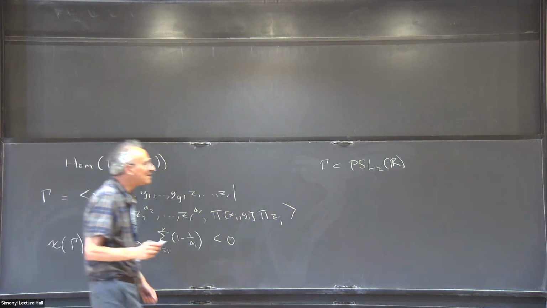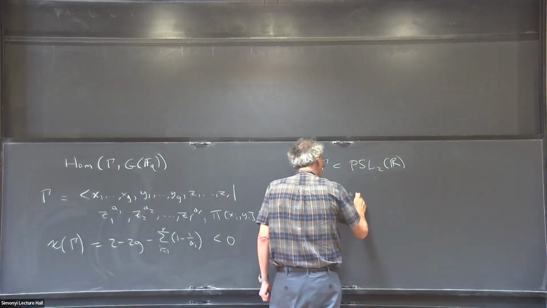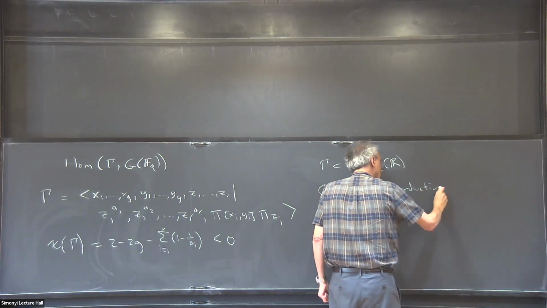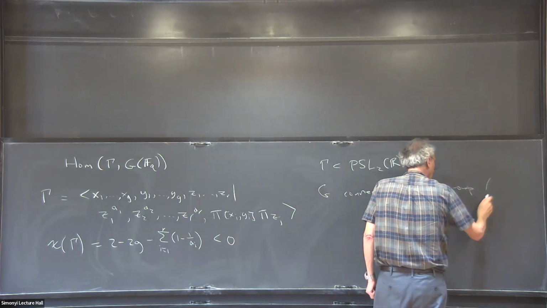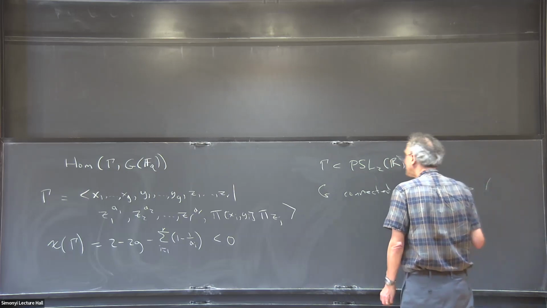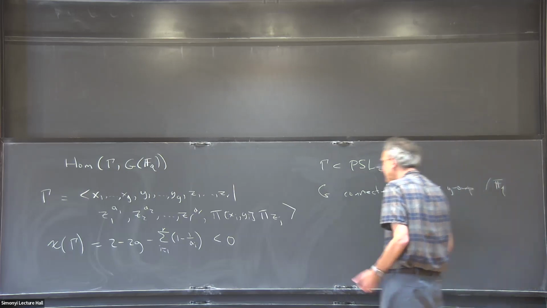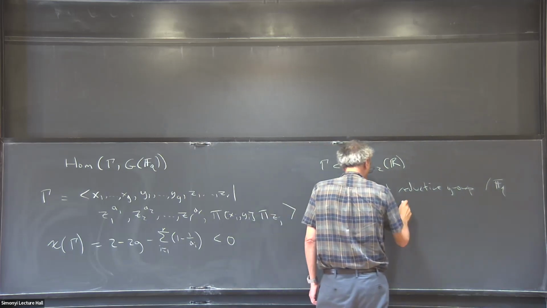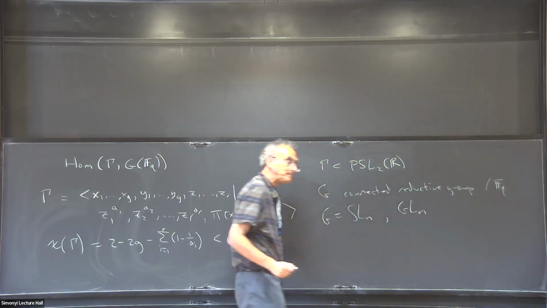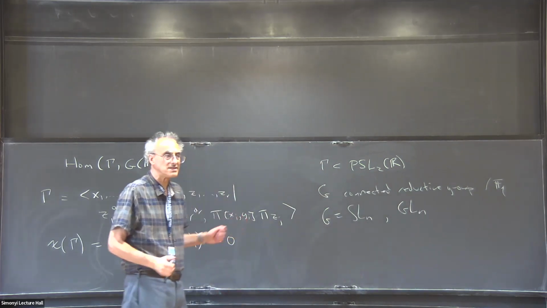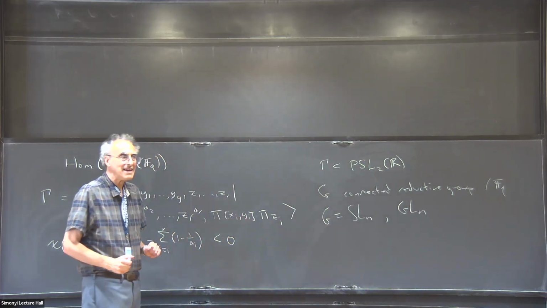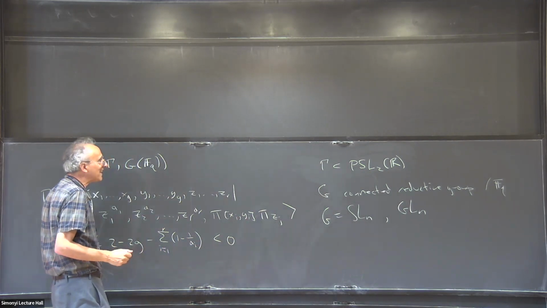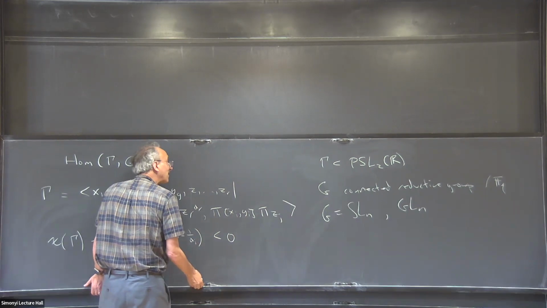And G will be, let's say, a connected reductive group over a finite field. But in fact, in this talk, G will be either SL_n or GL_n. And so this is what I want to count. And there are two ways that I know to count it.